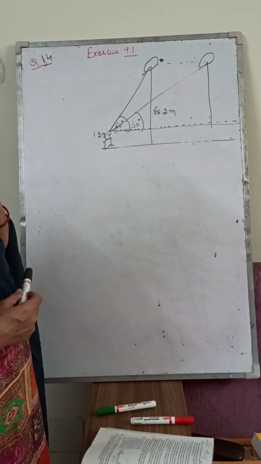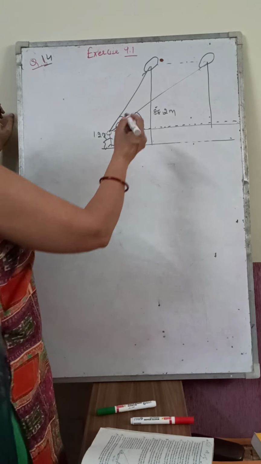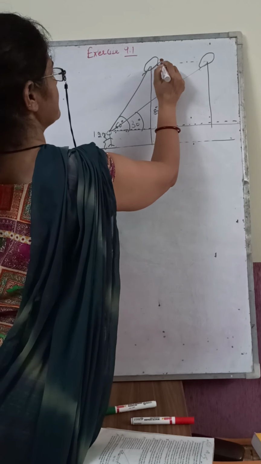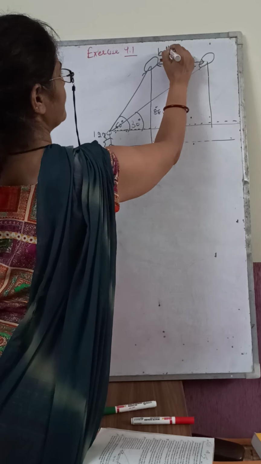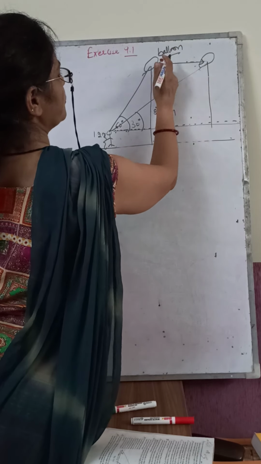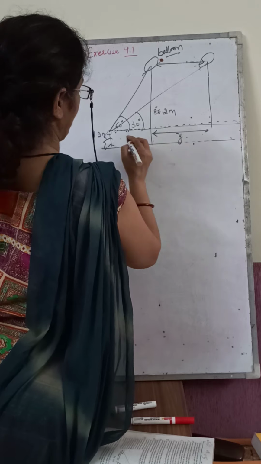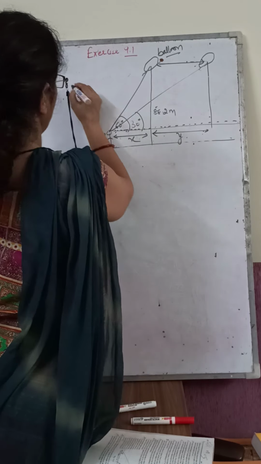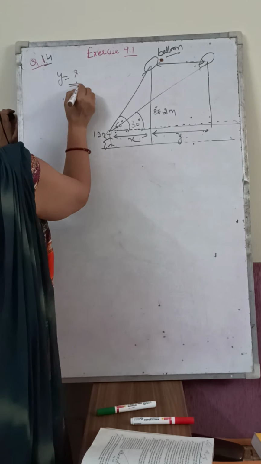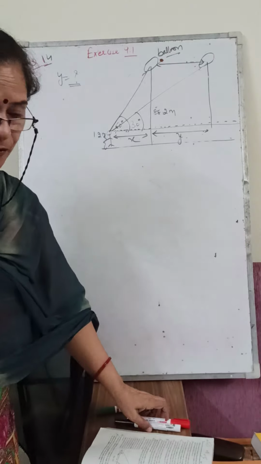You have to find the distance travelled by the balloon during that interval. Means you have to find this distance. How much has the balloon travelled? Then you have to find this distance. Suppose this distance is x, this distance is y, so you are supposed to find y. Is the figure clear to all of you?